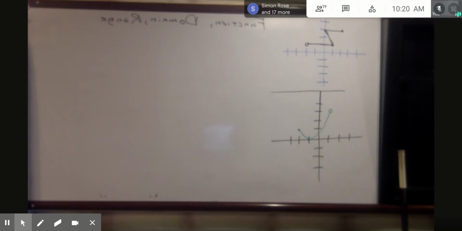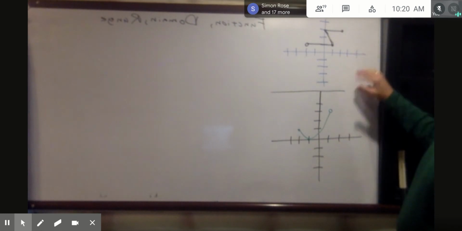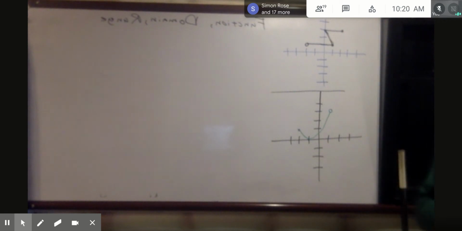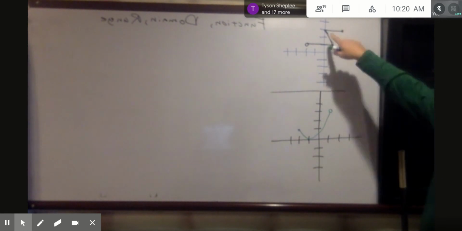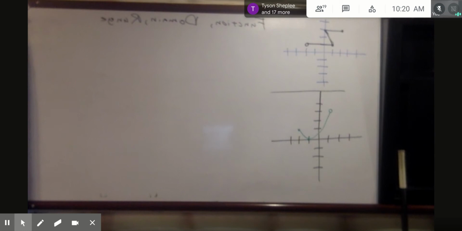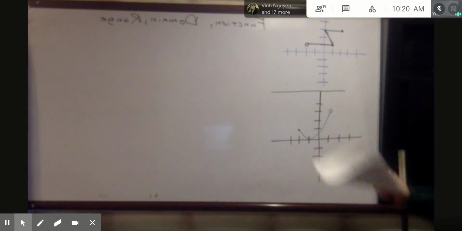All right. So as we go through this, first thing first, is this first function, is this first picture, the black Z shape, is that a function? Be prepared to answer when you're called upon here. Noah, is this black one a function?